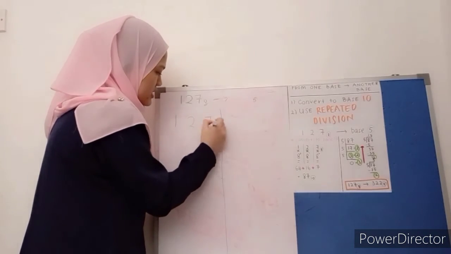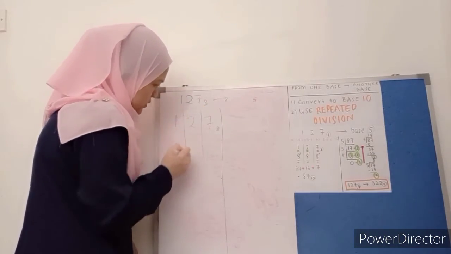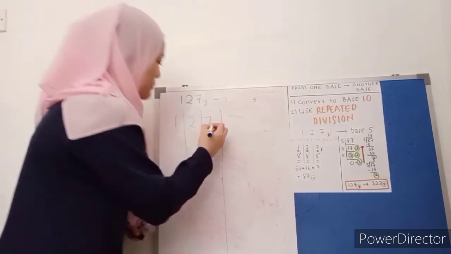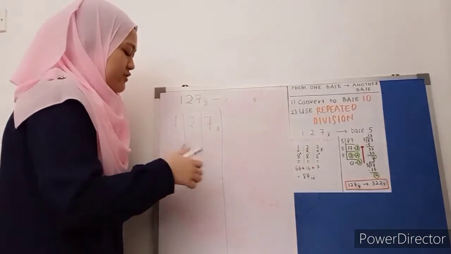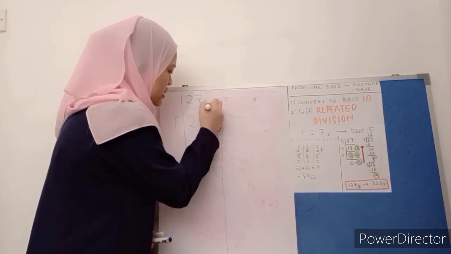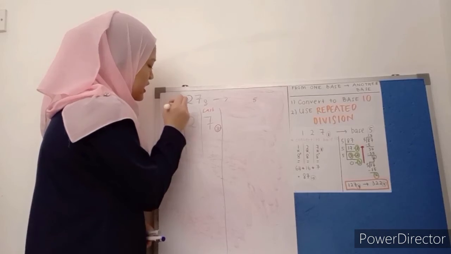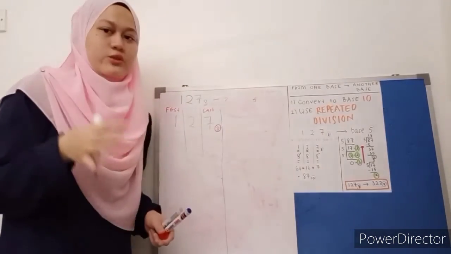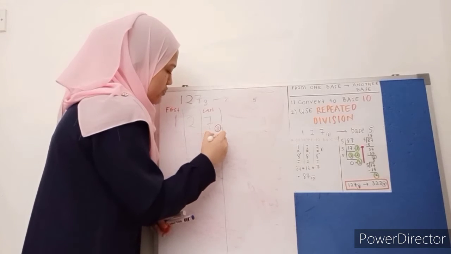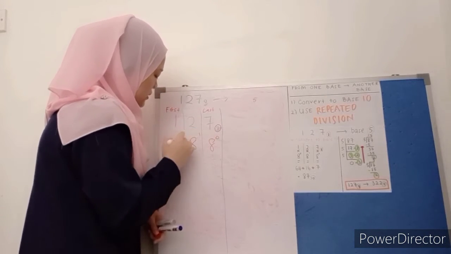As usual, 127 base 8, just divide it. First you need to identify the number base, and then identify the last digit and the first digit, and then take the number base and raise it to the power, starting with 0. So 8 power of 0, 8 power of 1, 8 power of 2.